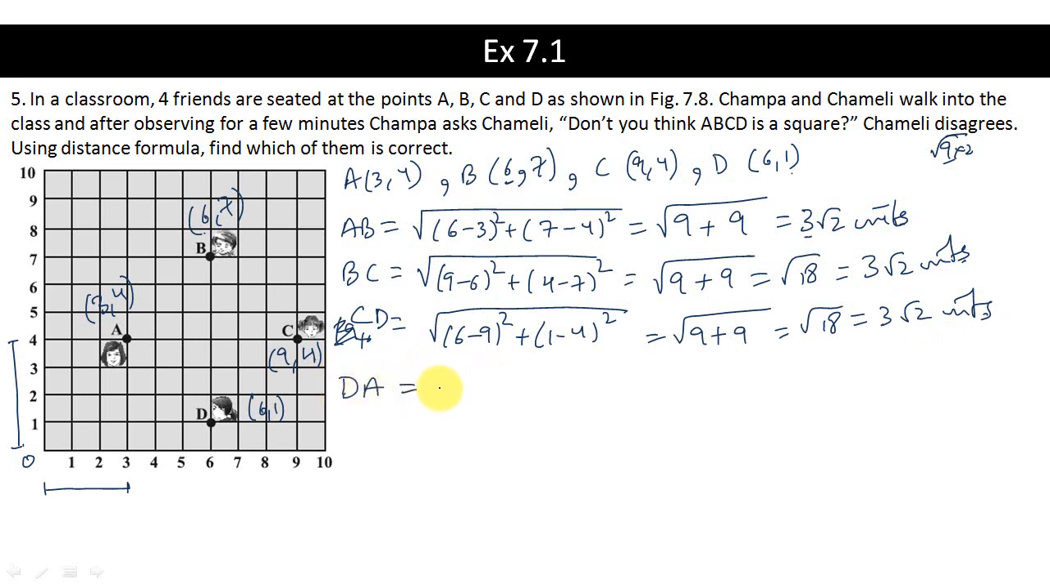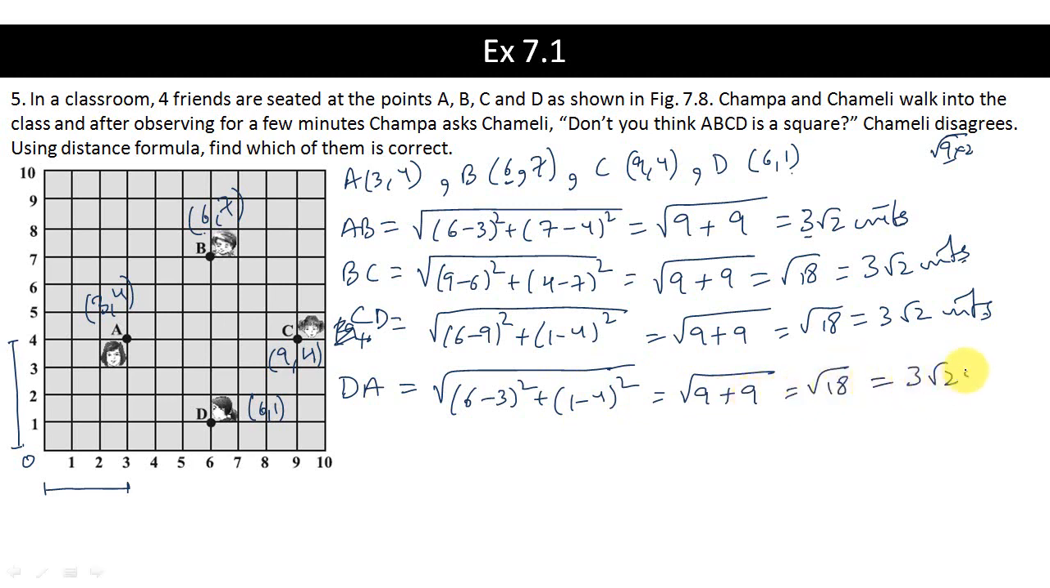DA, the fourth side of this quadrilateral, will be under root of 6 minus 3 square plus 1 minus 4 square, which is 6 minus 3 is 3, 3 square is 9, plus 1 minus 4 is minus 3, square is again 9, under root of 18, which is 3 root 2 units. So from here we can easily check all the four sides are equal. AB, BC, CD and DA, all the four sides are equal. But this can be a rhombus as well. So we'll check whether the diagonals are equal or not.